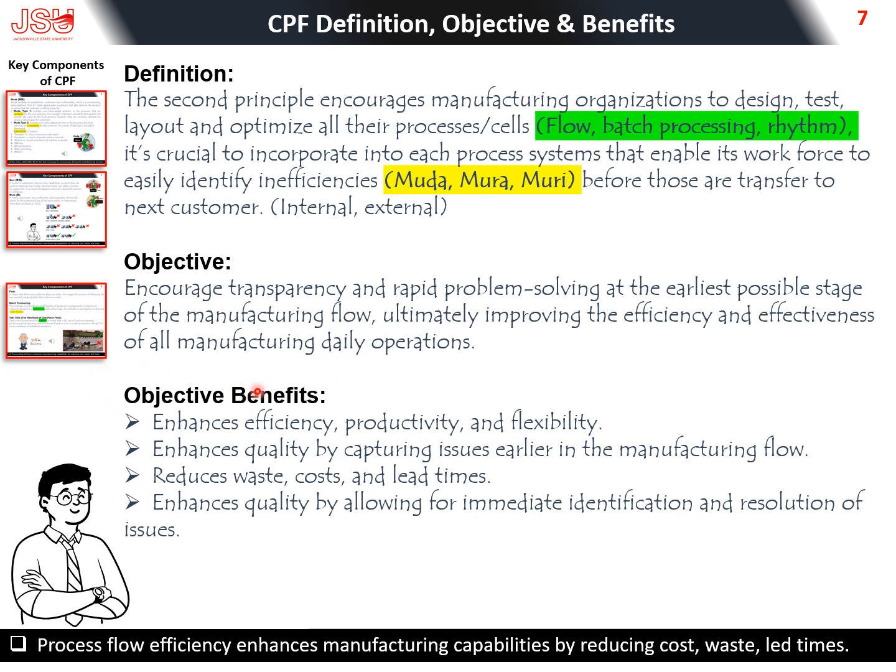So what are some of the benefits of continuous process flow? Enhances efficiency, productivity, and flexibility. Enhances quality by capturing issues early in the manufacturing flow. Reduces waste, costs, and lead times. And enhances quality by allowing for immediate identification and resolution of all issues. Process flow efficiency enhances manufacturing capabilities by reducing cost, waste, and lead times.